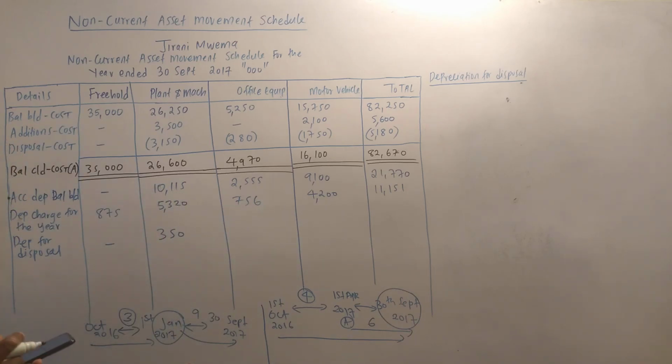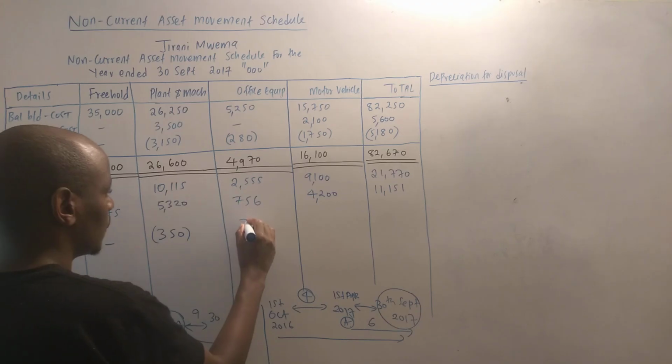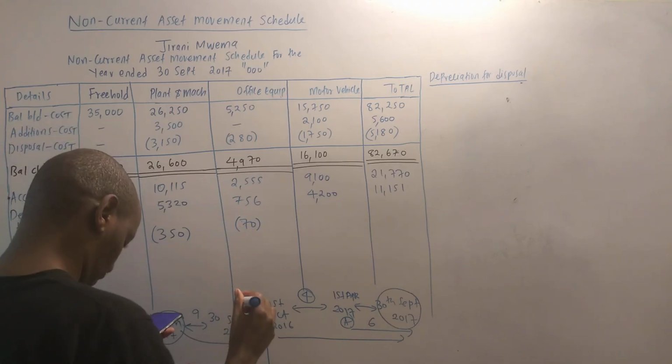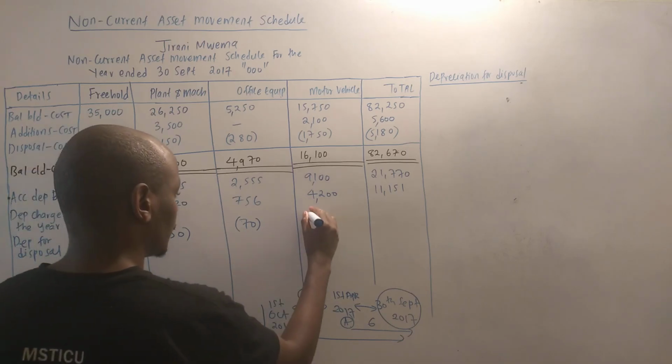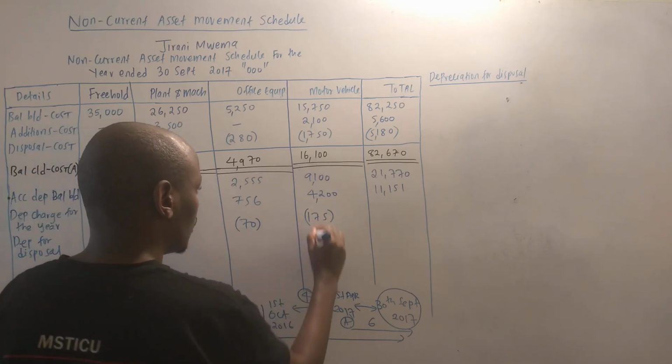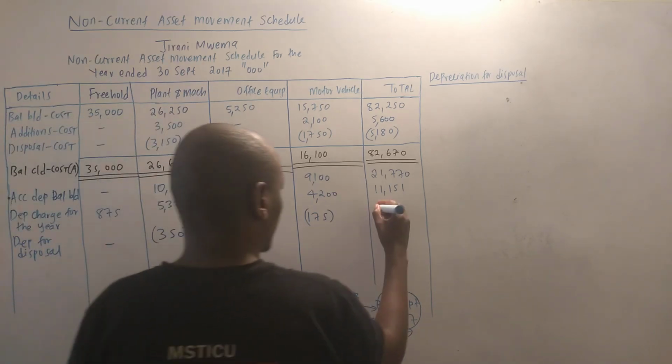For office it is 70. Remember depreciation will be less, and then 175. There was no need for computation because we were already provided in the question. But in some cases, you might not be provided. So this one is 595.